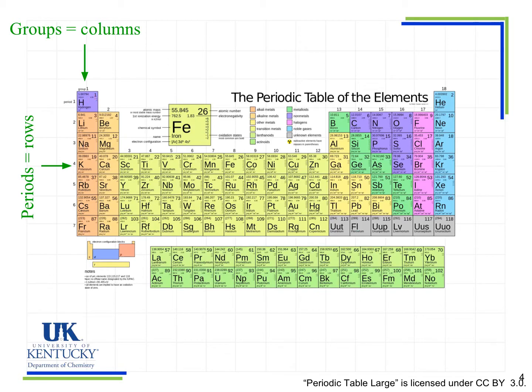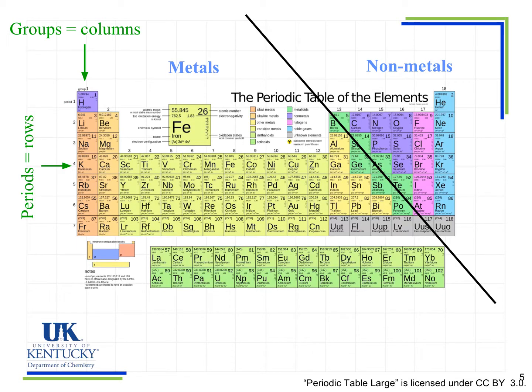Hydrogen itself is kind of an oddball. It doesn't really belong here in the first column. In some ways it belongs in column 17, but in other ways it doesn't. So it's kind of here, although it really doesn't belong anywhere. It's kind of in a group all by itself. Now we can look at how these are divided up.